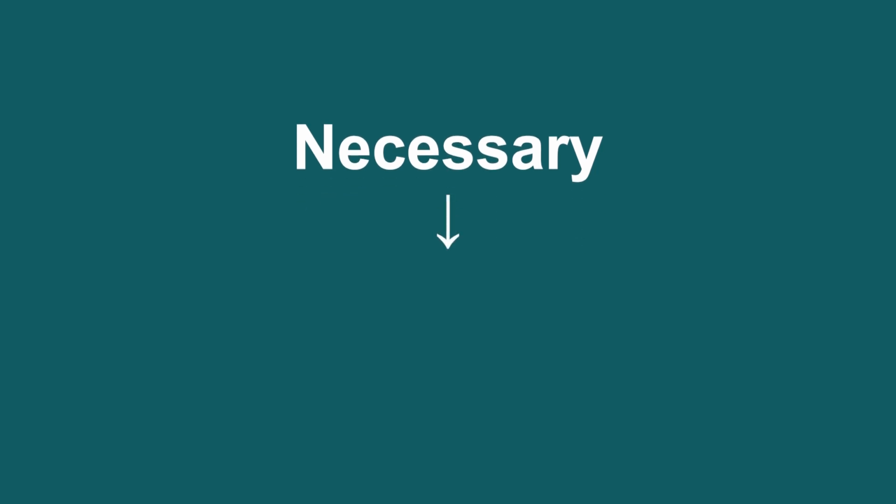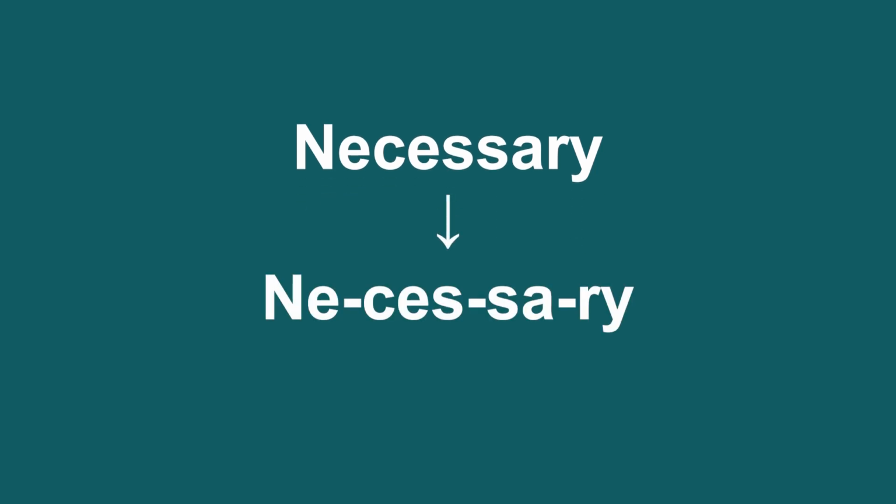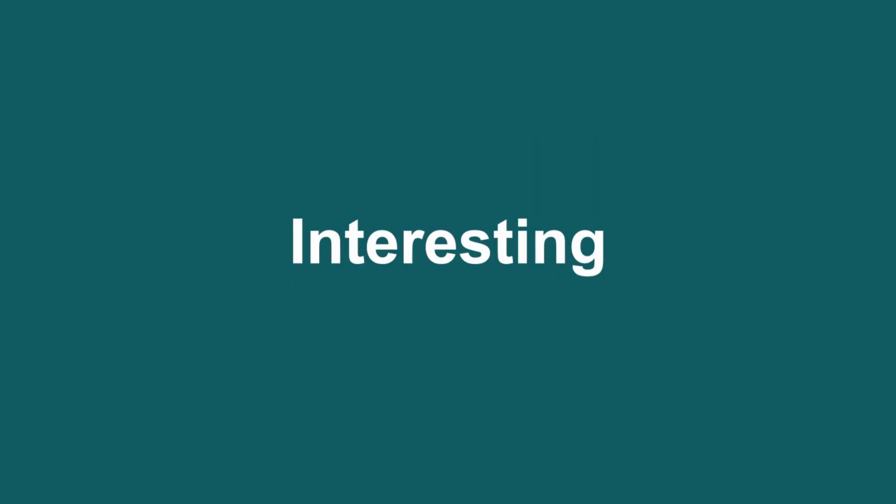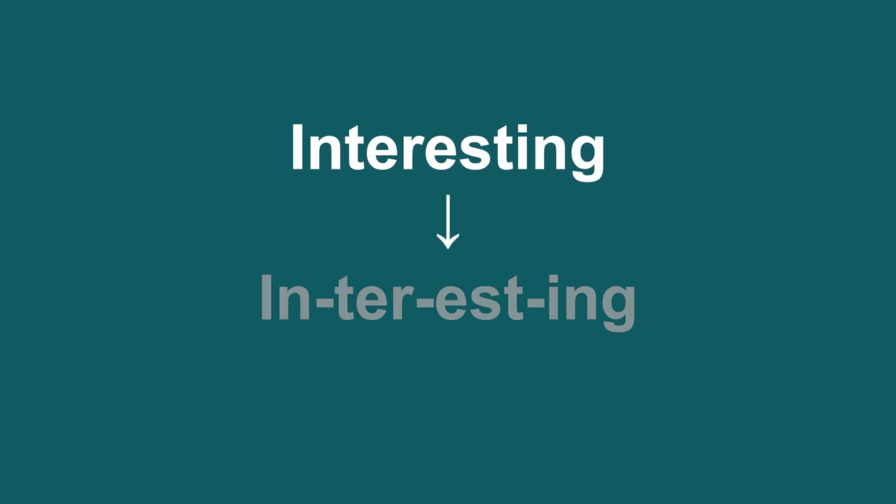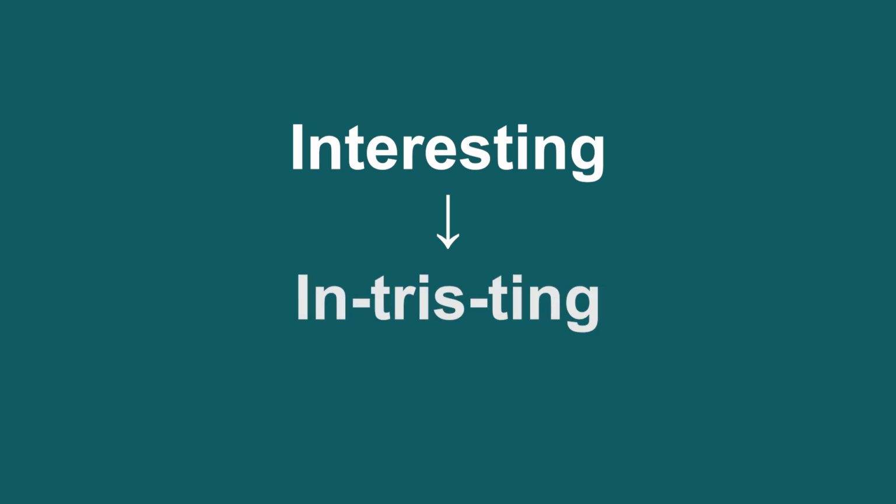Take the word necessary. It may look long, but it really is just 4 beats. Necessary, with the stress on the first beat. Now look at interesting again. When spoken carefully, it's in-ter-est-ing. But in natural speech, it becomes in-tres-ting. The meaning stays the same, only the rhythm changes.